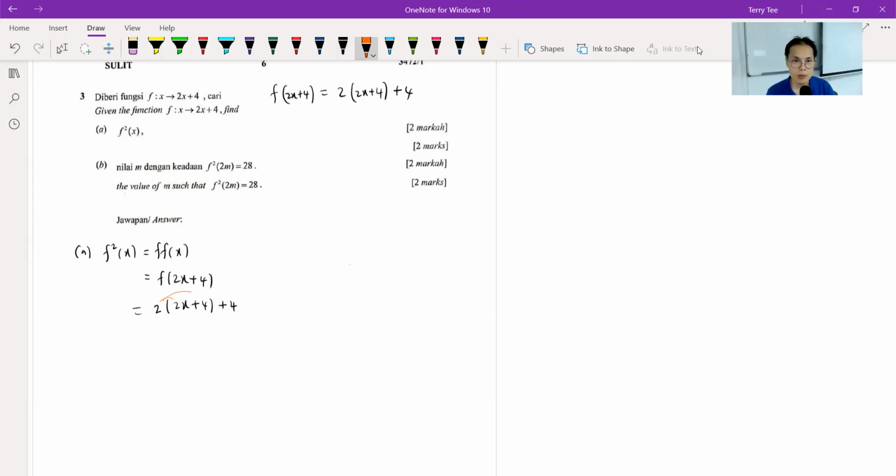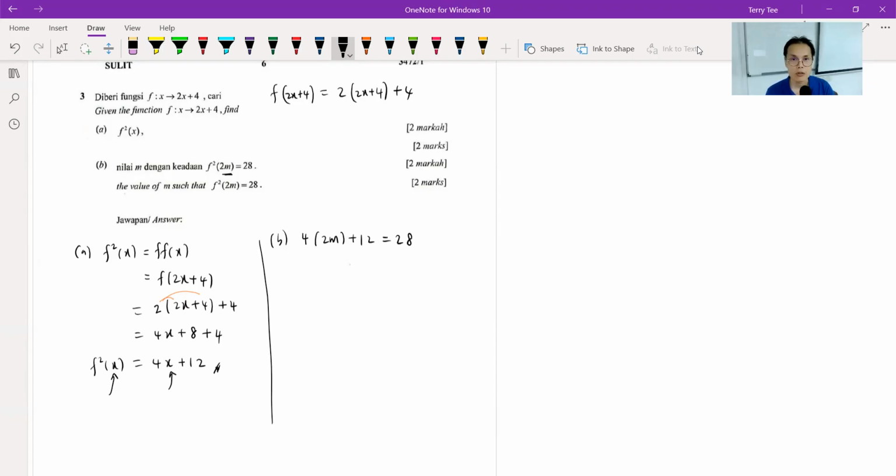Let us expand the bracket, times in one by one. This will give us 4x plus 8 plus 4. Now, this will give us 4x plus 12. Simple. Okay, second part, we're finding the value of m such that f²(2m) is 28. Now we can use the result here. We know our f²(x) is 4x plus 12. f²(2m) will be putting 2m inside here. This will give us 4(2m) plus 12 equals 28. Now 4 times 2 is 8, so 8m plus 12 equals 28. Bring over, 28 minus 12 is 16. 16 divided by 8, your m is 2.